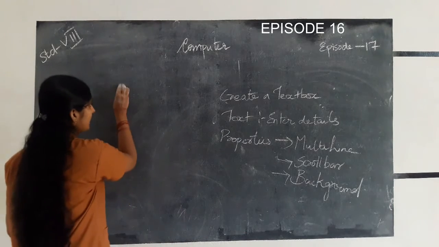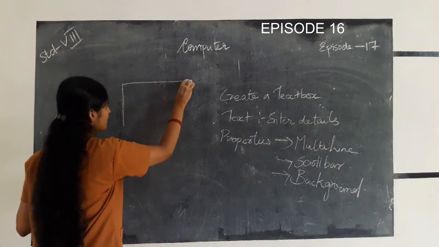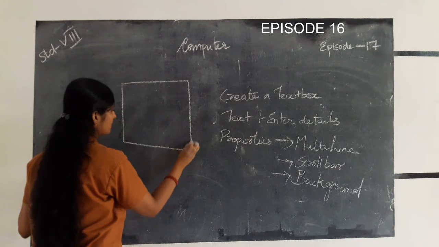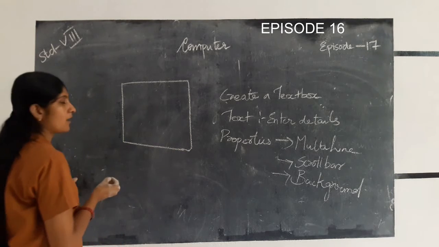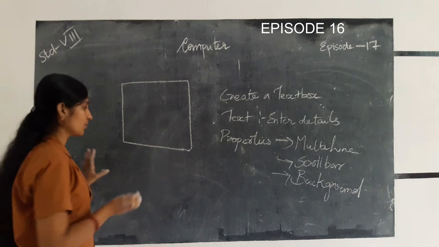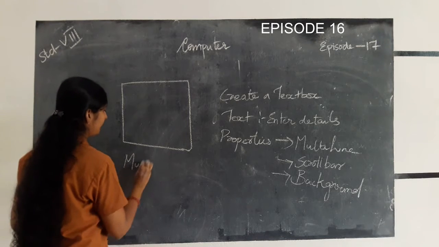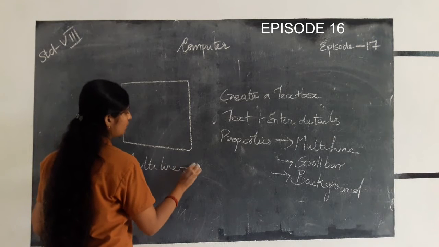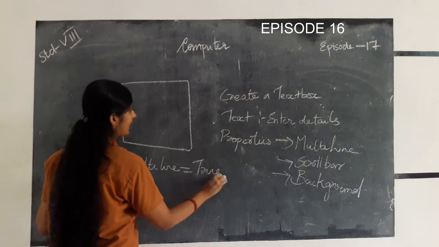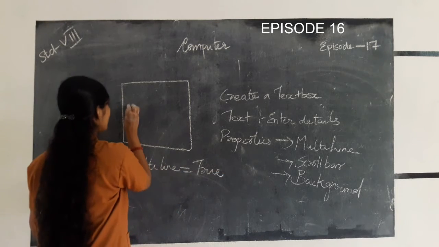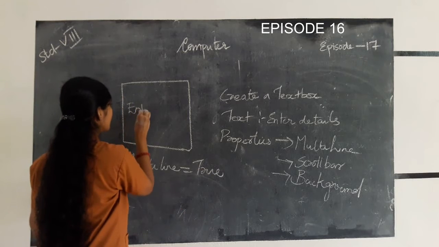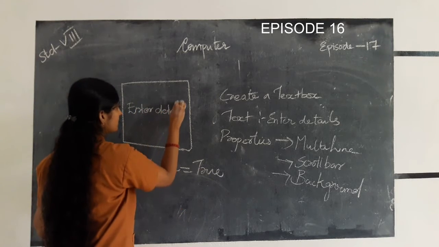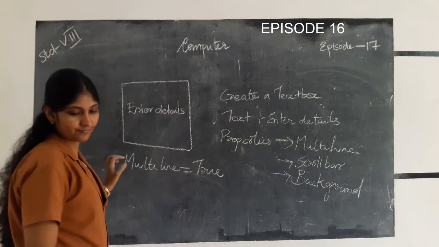First create a text box. So this is our text box and it should be a multi-line text box. So that means our property multi-line is true. Multi-line equal to true. Then enter the text here. What is the text here? Enter details. So this is the text box.